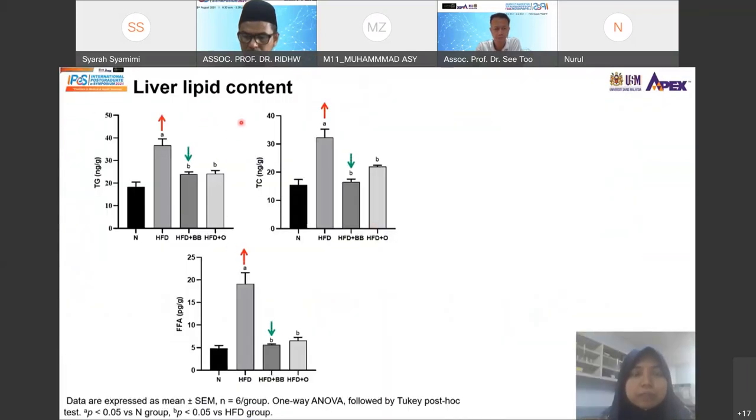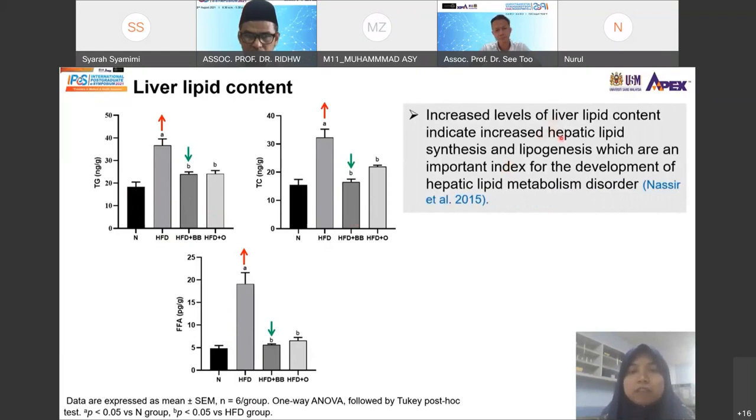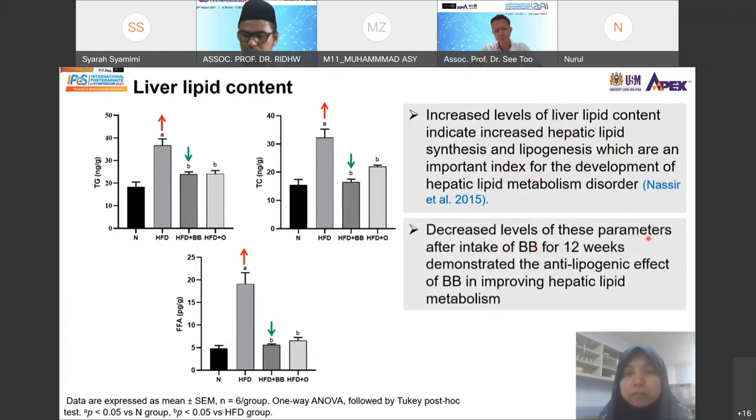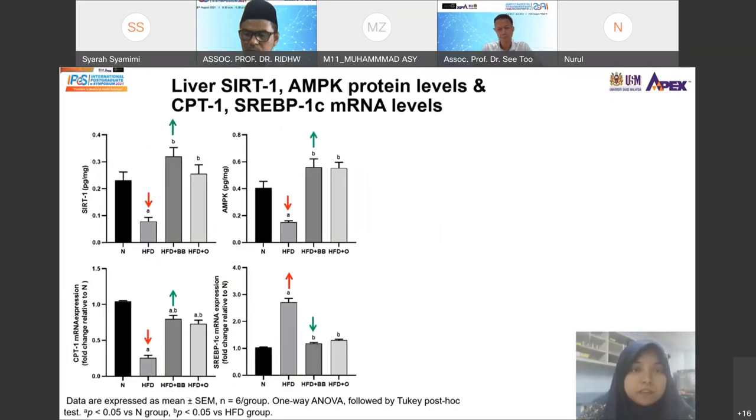This figure showing liver lipid content. We found significant increased triglyceride, total cholesterol and free fatty acid levels in high-fat diet group compared to normal group, whereas intake of bee bread significantly reduced all these parameters. Increased levels of liver lipid content indicate increased hepatic lipid synthesis and lipogenesis, which are an important index for the development of hepatic lipid metabolism disorder. And decreased levels of these parameters after intake of bee bread for 12 weeks demonstrated the anti-lipogenic effect of bee bread in improving hepatic lipid metabolism.